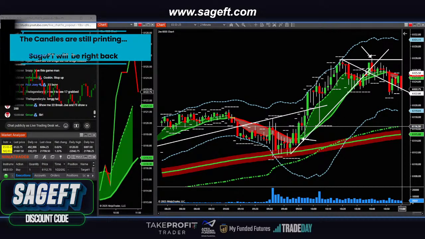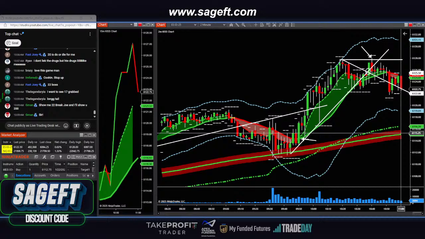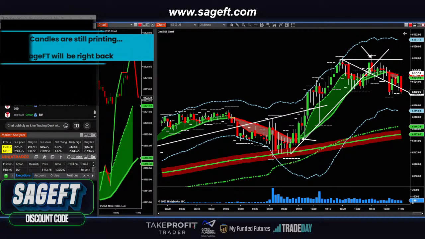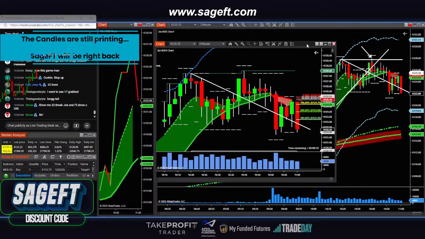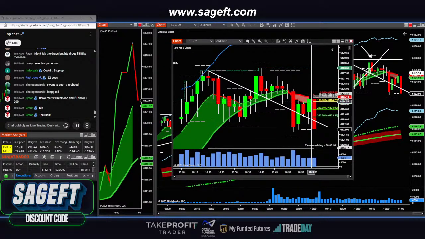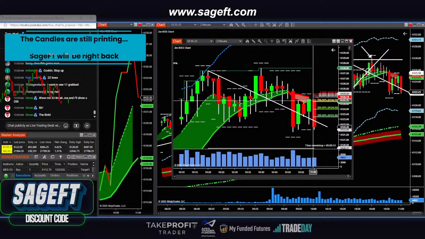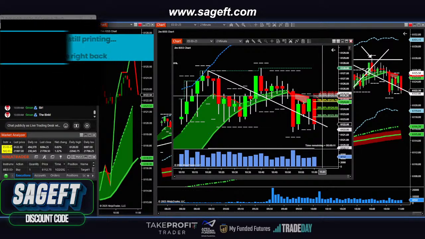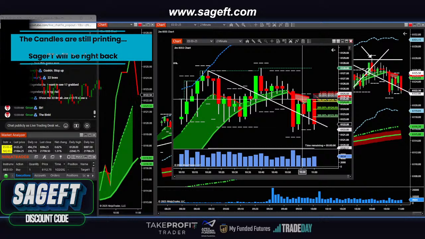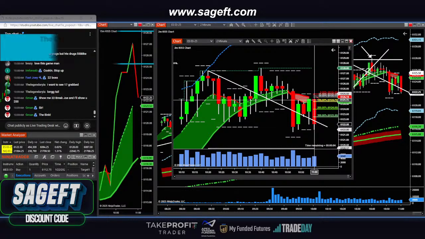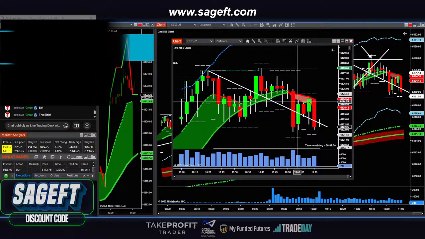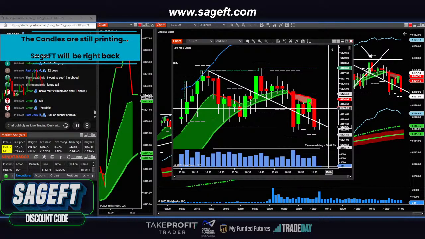So VWAP 200 test, very plausible. But look at right here where it says don't go long. Gee, look at this. Now, it would have been a really, really quick trade, right? Because it's 3 ticks, but look at that. That's how you get 2R.